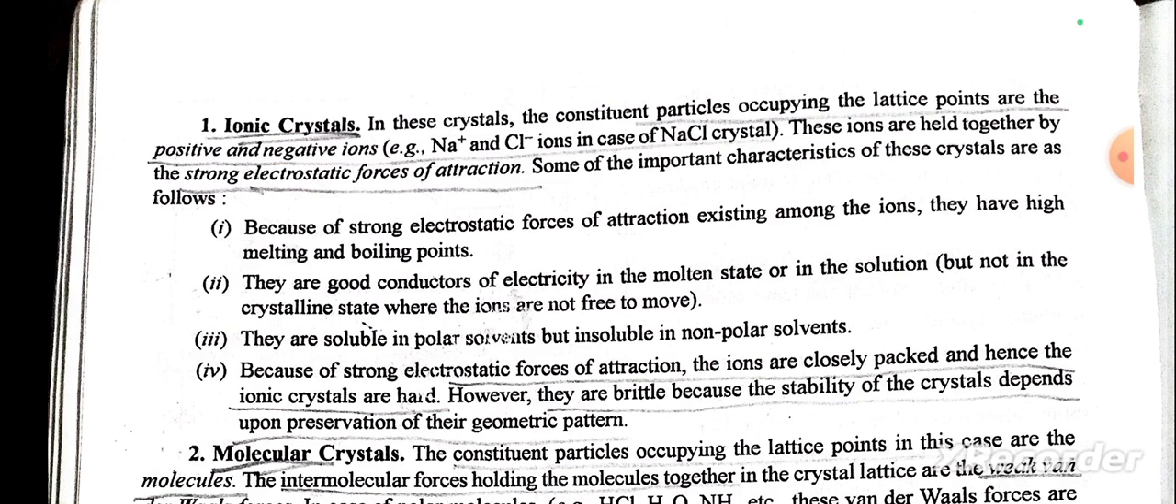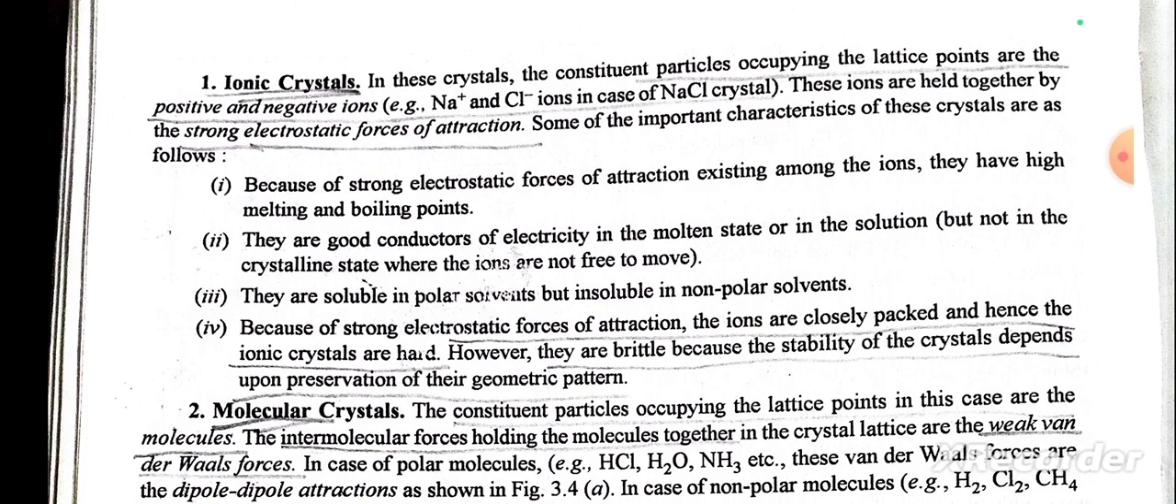crystalline solids. In these crystals, the constituent particles occupying the lattice points are positive and negative ions. These ions are held together by strong electrostatic forces of attraction, and some of the important characteristics of these crystals are as follows. Because of the strong electrostatic force of attraction among the ions, they have very high melting and boiling points. Second, they are good conductors of electricity in the molten state or in solution, but not in the crystalline state, where the ions are not free to move.